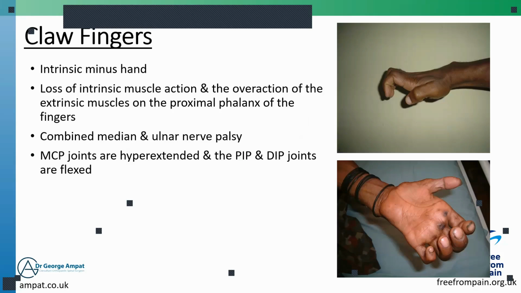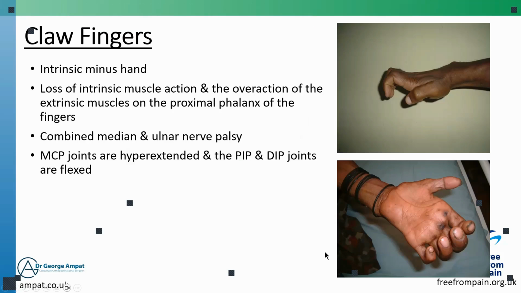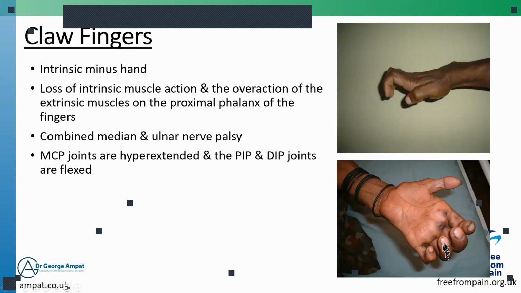So this is a claw hand, or claw fingers, where both the median and ulnar nerves are affected. So there is clawing of all the fingers. This clawing is from the ulnar nerve. These two clawing are from the median nerve, and there is significant clawing of the entire hand, and that is a claw hand where a combined median and ulnar nerve palsy has occurred.